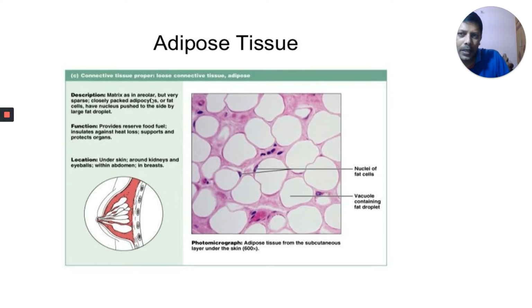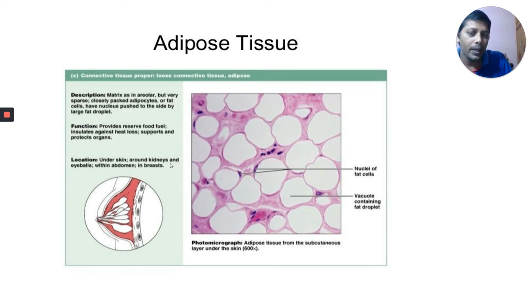The matrix is areolar with sparsely packed adipocytes, or fat cells, which have the nucleus pushed to the side by a large fat droplet. Here you can observe the nucleus of the cell and the vacuole containing the fat droplet. Function: it provides a reserve food fuel, insulates against heat loss, and supports and protects the organs. Location, an important one: under the skin, around the kidneys, perirenal fat.